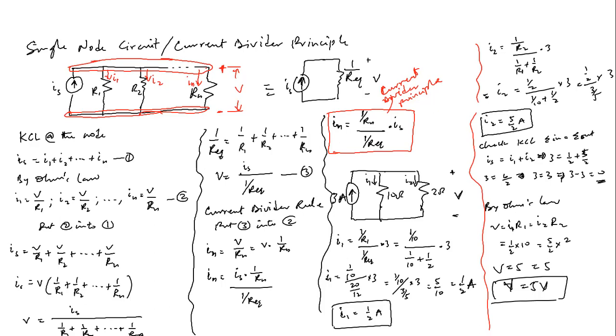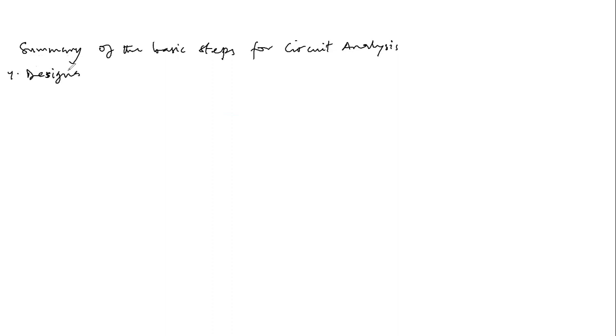Okay, so now that we've done this, in order to solve any circuit using these fundamental laws, let us summarize the basic steps. So, summary of the basic steps for circuit analysis. The first thing here is to designate the branch current and voltage in the circuit.